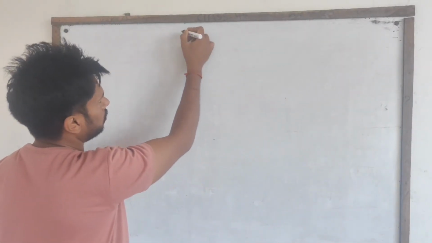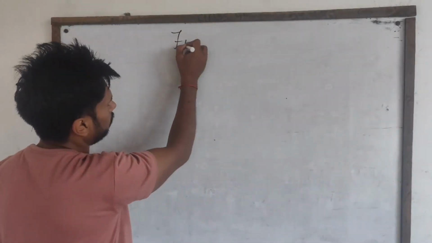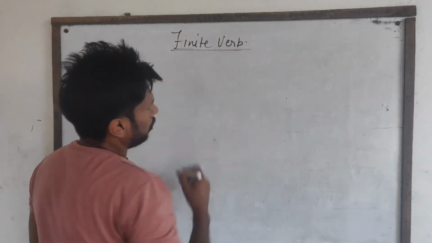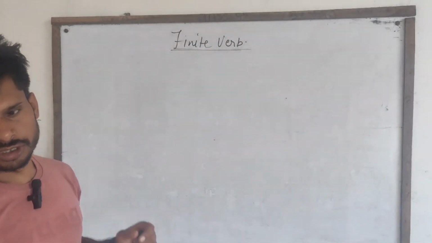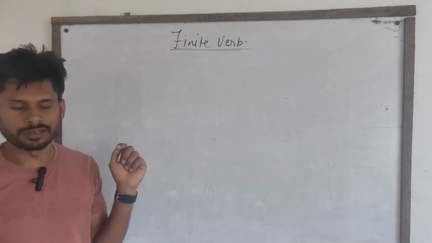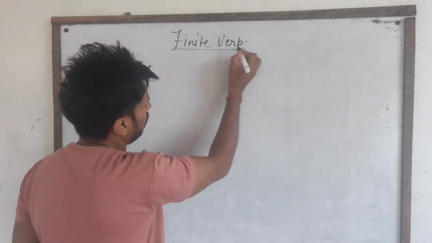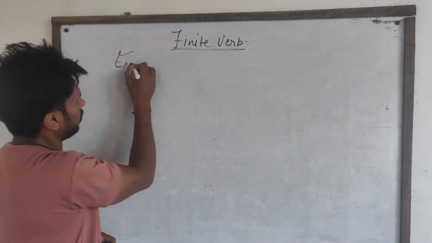We call it the finite verb. A finite verb is a verb which is changed according to the tense or the subject of the sentence. Let's see some examples.